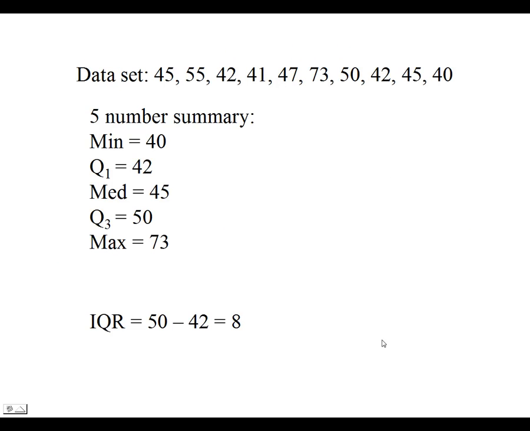Now here's a data set, and I'm going to show you in just a minute how to do this on the calculator, but this is our five number summary. Our min was 40, our Q1 42, median is 45, Q3 50, and max is 73. Now, we talked before about the IQR and the upper and lower fences. I'm going to calculate those for you right now. So the IQR is Q3 minus Q1. So 50 minus 42, and that results in a value of 8.